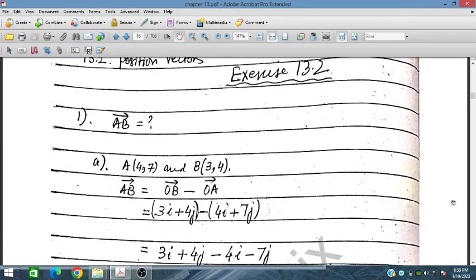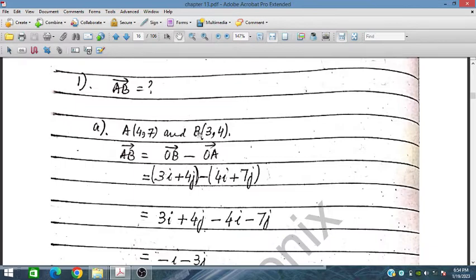In 13.2, we have to find AB while A and B are given. AB means from the origin, so we have to subtract OA from OB. So we'll get AB. A is always right here and B is here, so OB minus OA always gives AB. It can also be written another way.